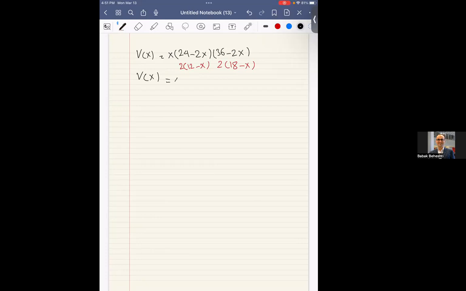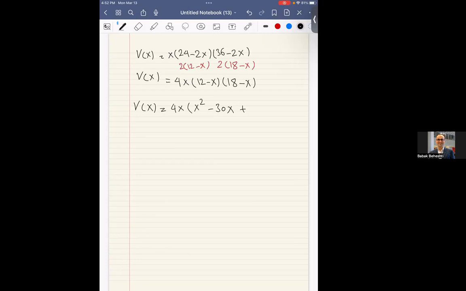V is 4x times 12 minus x times 18 minus x. And just for the sake of computing the derivative, it's easier if you first multiply the brackets. So what is 12 minus x times 18 minus x? It is x squared minus 30x plus 12 times 18.